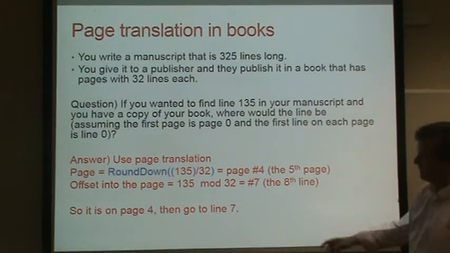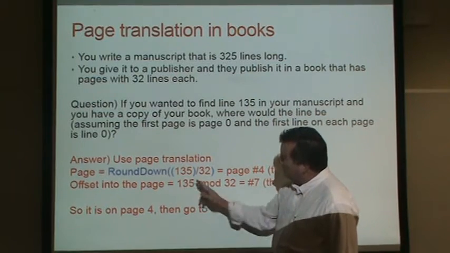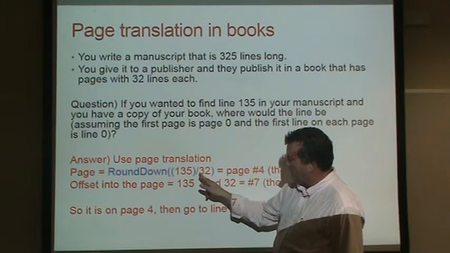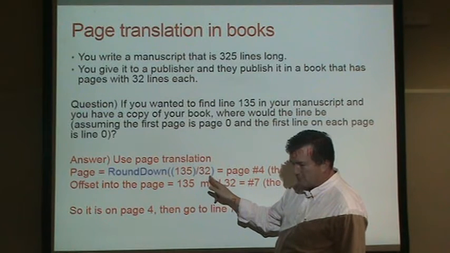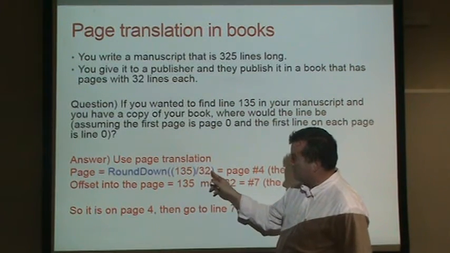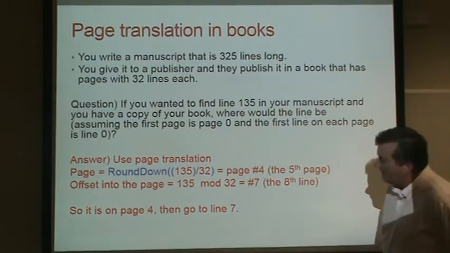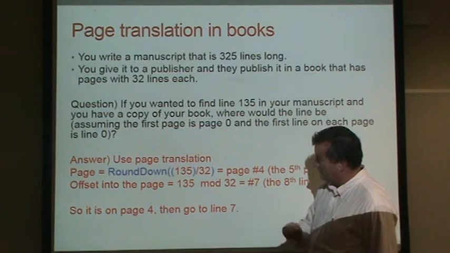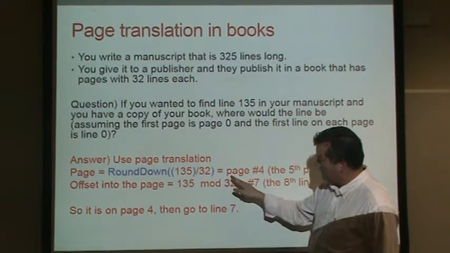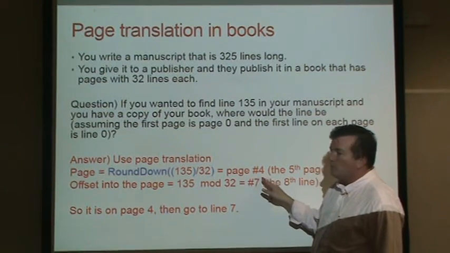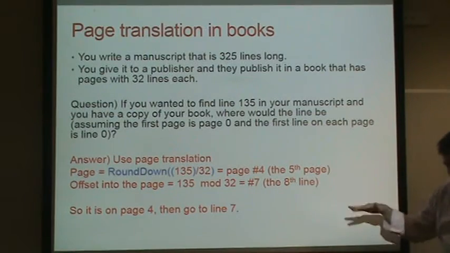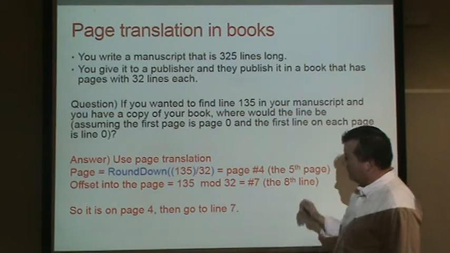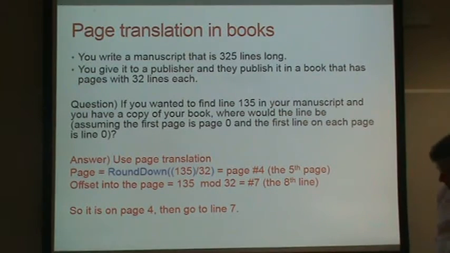So how would we do that computation? We would take the line number, 135, and divide it by the page size, which we're saying in this example is 32 lines. And then whatever that comes out to, we would round that down to the nearest integer. And that would tell us we are on page number 4, which is really going to be the 5th page, because we start on page 0. So page number 4 is actually the 5th page in the book.